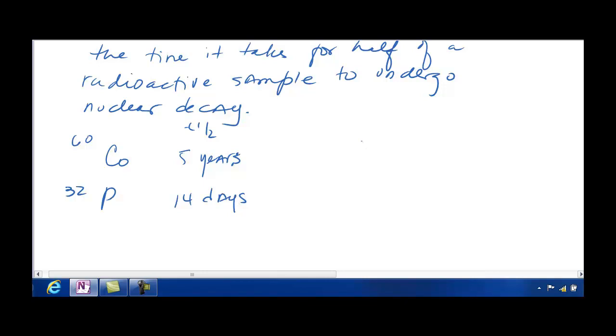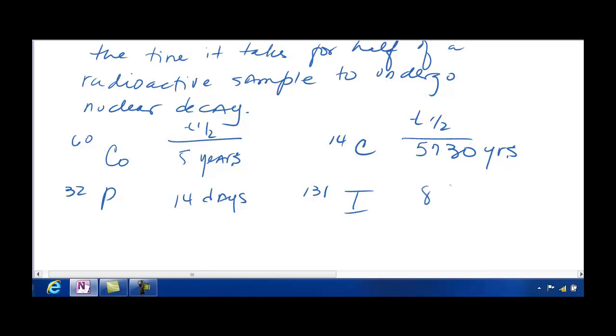Carbon-14 is used a lot in archaeology. Very, very widely used. It has a half-life of around 6,000 years, 5,730 years. Iodine-131, another one of our examples, has a half-life of 8 days, and that's used whenever there's thyroid malfunctions.